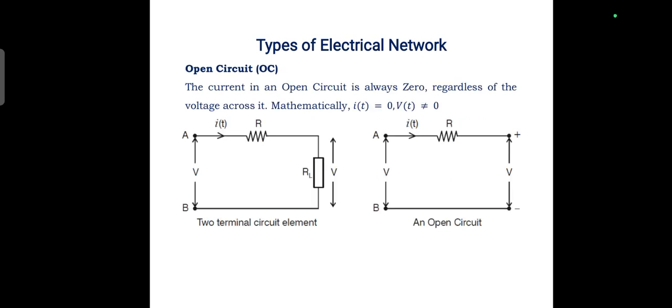Next one is the open circuit. The current in an open circuit is always 0 because there is no connection, so the current cannot flow regardless of the voltage across it. Mathematically, I(t) is equal to 0, but V(t) is not equal to 0. Here you can see the two terminals of the circuit, that is RL, is removed. So there is no connection between this. So the voltage between the terminals A and B is directly reflected across the load terminals.